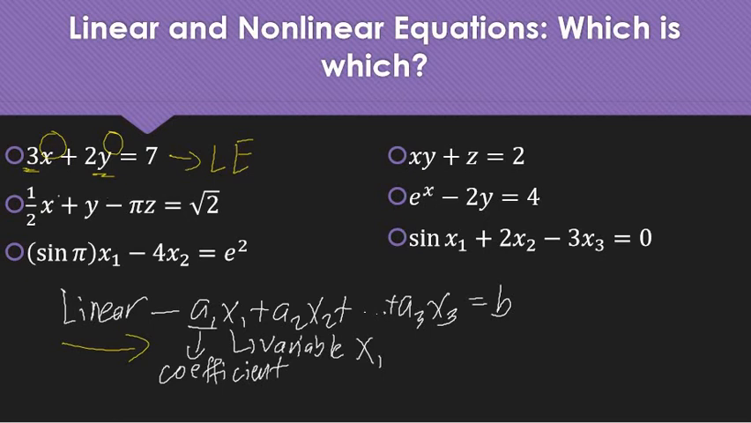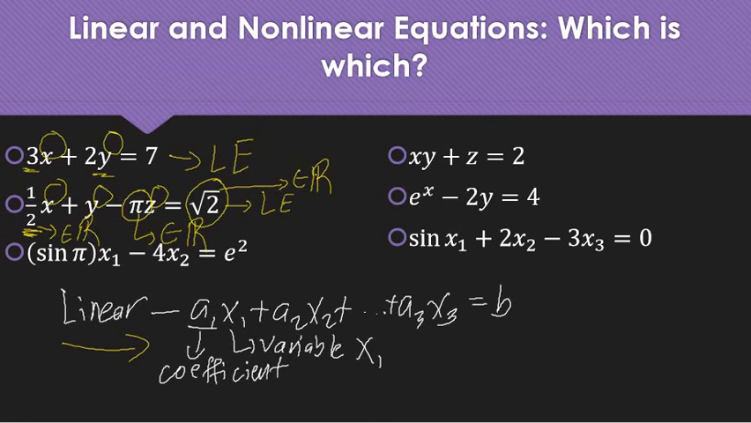The second one, exponents are all just 1. And even though we have 1/2 here, this is still a real number. This is still an element of the set of real numbers. Pi is also still an element of the set of real numbers. So therefore, this is also a linear equation. Take note as well that the constant b is still an element of the set of real numbers.